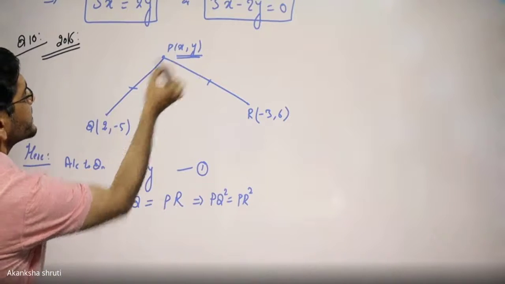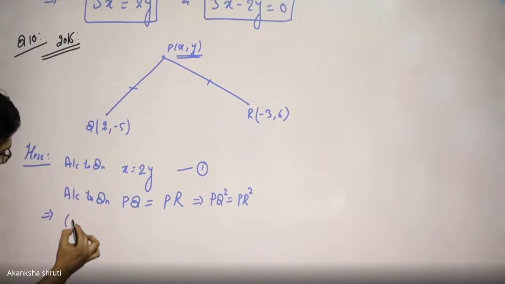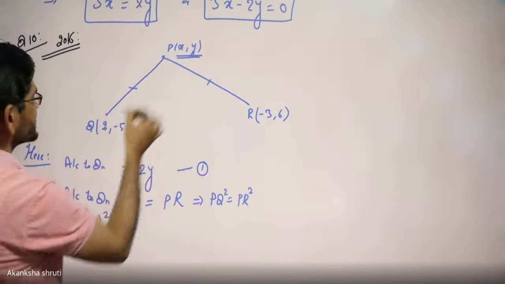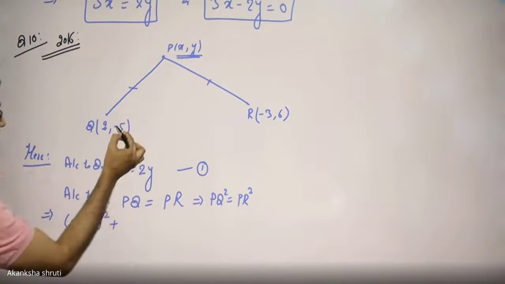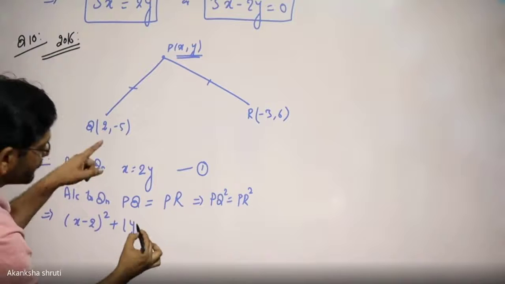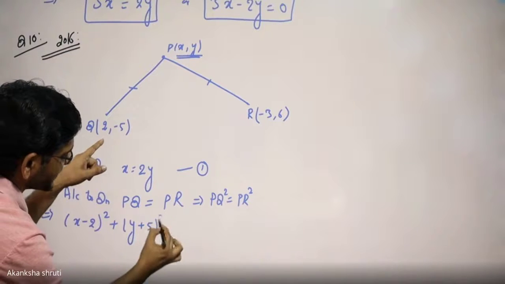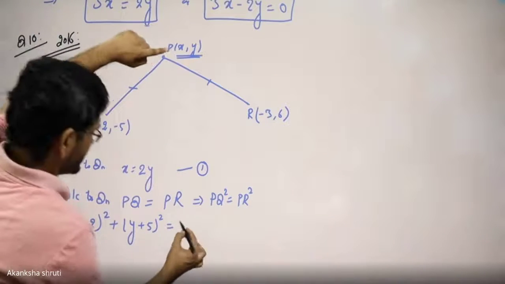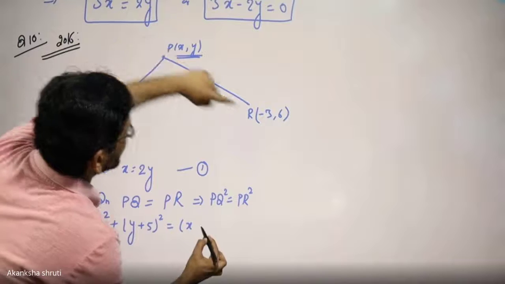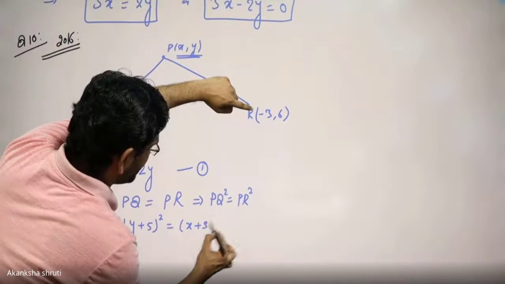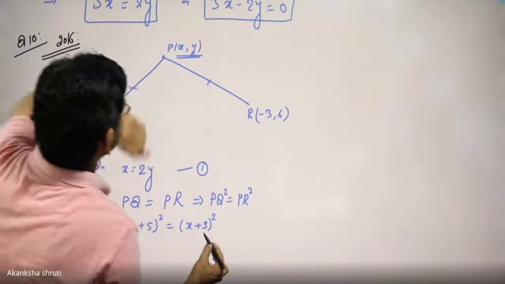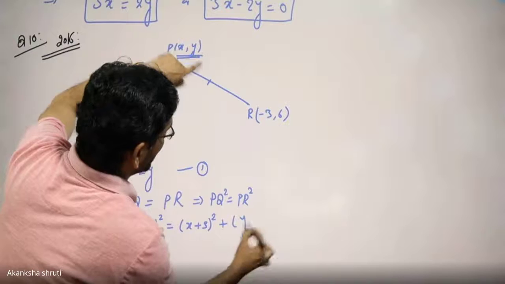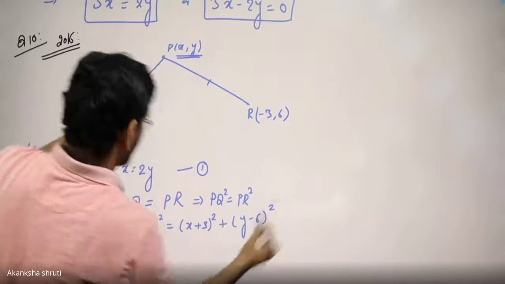For PQ, the difference of their x coordinate, means it is (x minus 2) square, plus the difference of their y coordinate, so y minus of minus 5 becomes (y plus 5) square, is equal to, for PR, the difference of their x coordinate, so x minus of minus 3 becomes (x plus 3) square, plus the difference of their y, so (y minus 6) square.